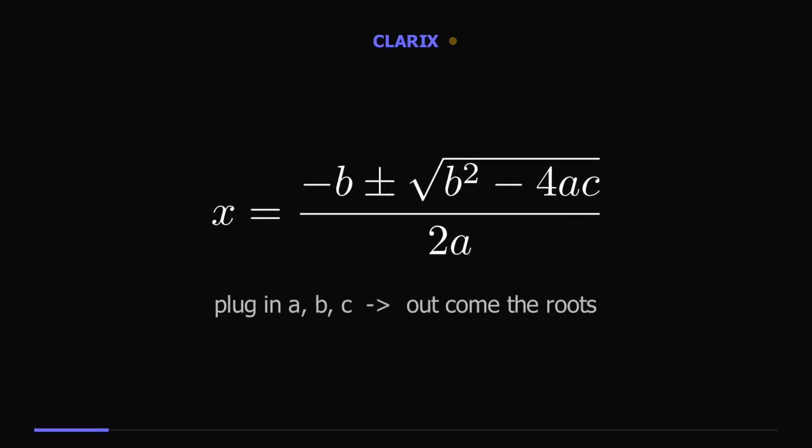First, the quadratic formula: plug in a, b, and c, and out come the roots. Then the discriminant, the piece of that formula under the square root, which decides whether you get two roots, one, or none. We'll use both on real examples.